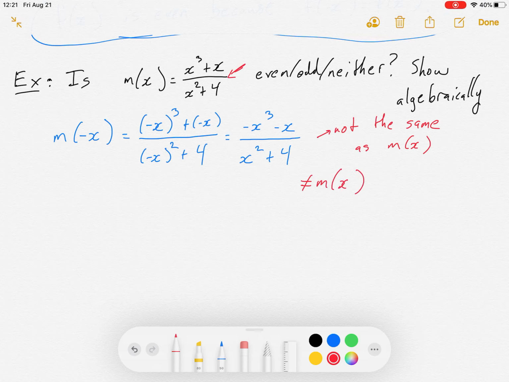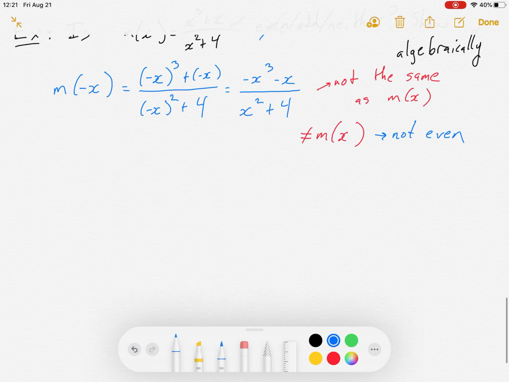I would probably do it this way because I don't like to write too many words when I can help it. So mathematicians have symbols. So we actually can conclude from this that the function is not even. So we can cross even off the list.